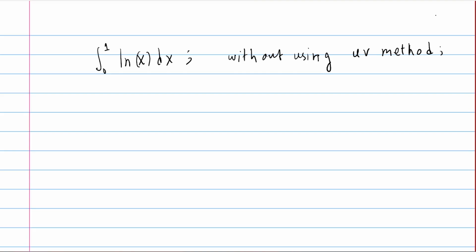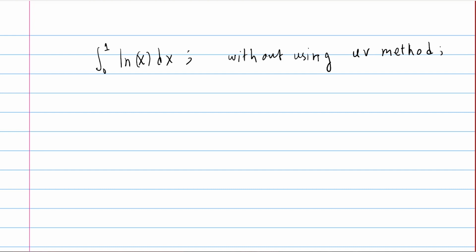We are going to evaluate the integral from 0 to 1 of natural log of x dx without using the UV method. Anyone who took calculus can easily solve this problem using the UV method. We are going to evaluate this integration without the UV method, using the Feynman technique, also known as the Leibniz rule, which is differentiating under the integral sign.